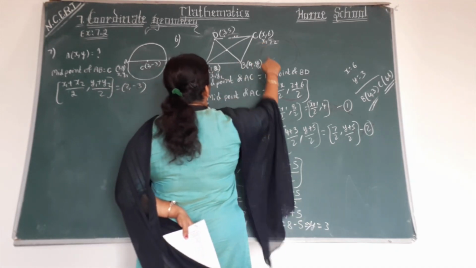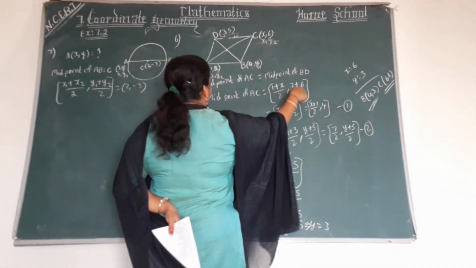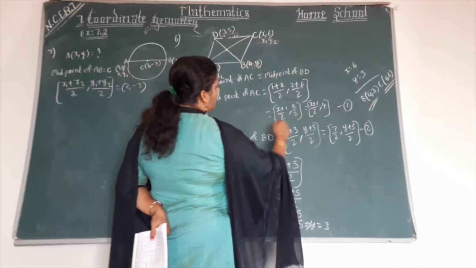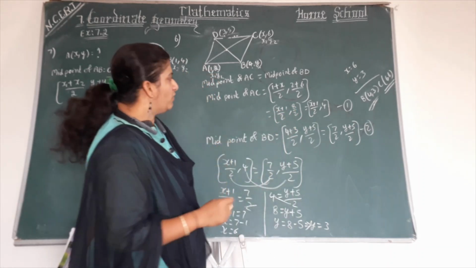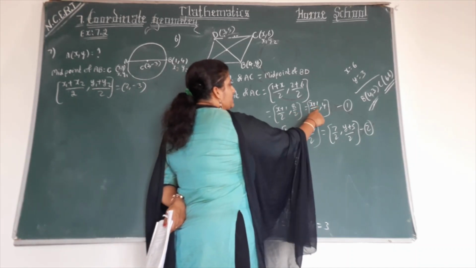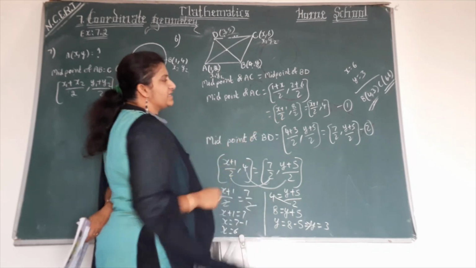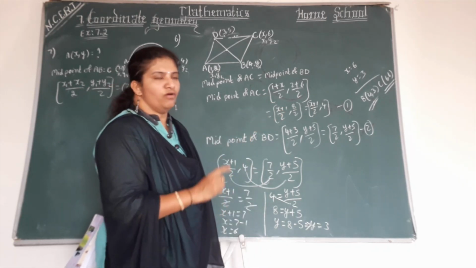1 plus x by 2, 2 plus 6 by 2, that will be (x plus 1) by 2, 8 by 2. 8 by 2 if you cancel, what are you going to get? (x plus 1) by 2, 4. Midpoint of AC is equal to ((x plus 1) by 2, 4).